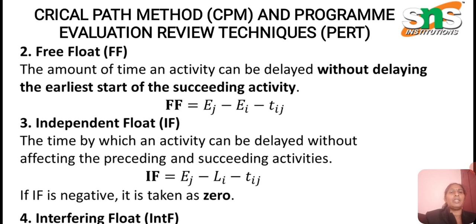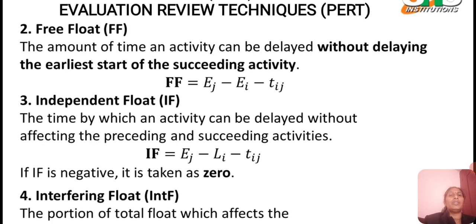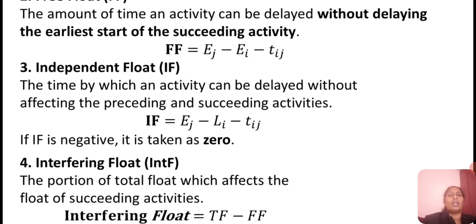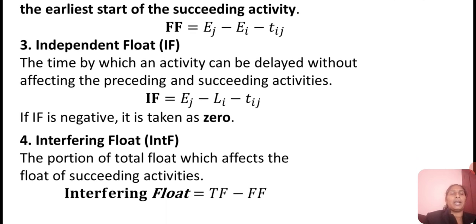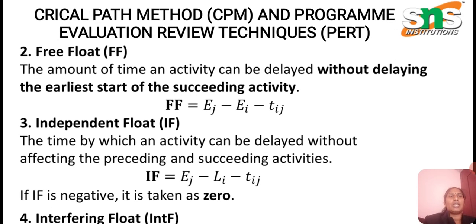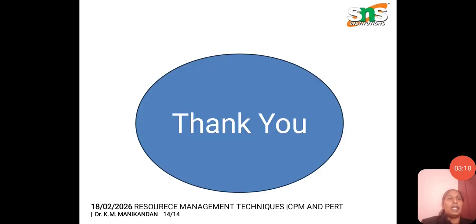Independent float means the time by which an activity can be delayed without affecting the preceding and succeeding activities. If it is negative, then it is taken as 0. Interference float is the total float minus free float, the portion of the total float which affects the float of the succeeding activity. We have to recall all these types. It is very important. In the previous class we already solved problems based on this. Usually they will ask for total float, free float and independent float, and we are going to analyze those floats easily.